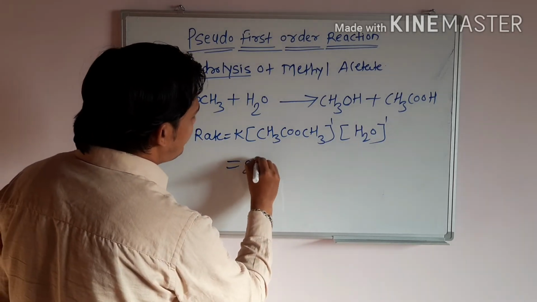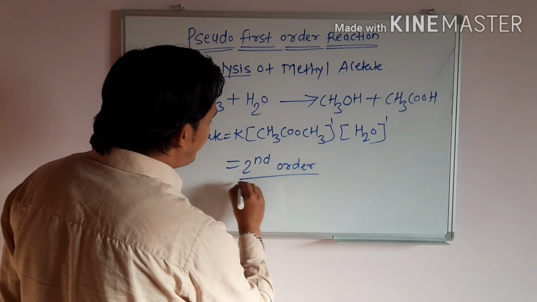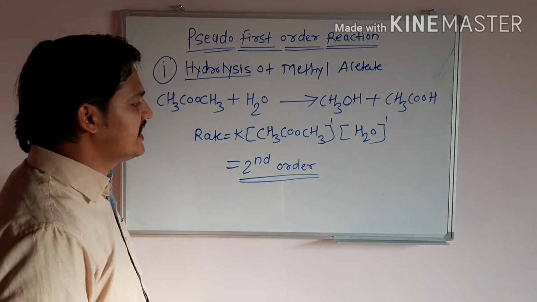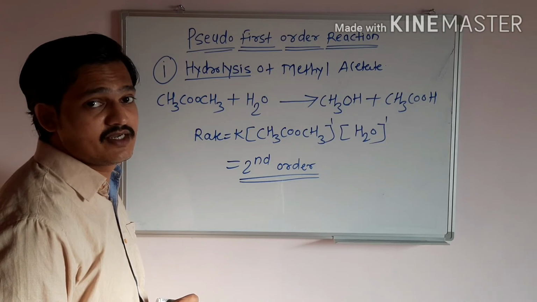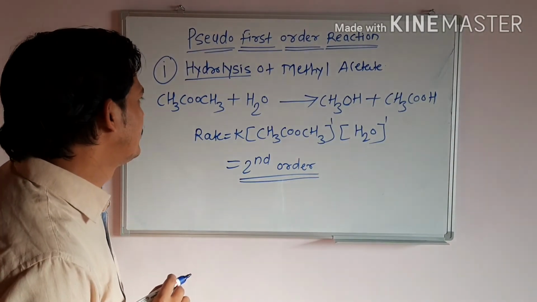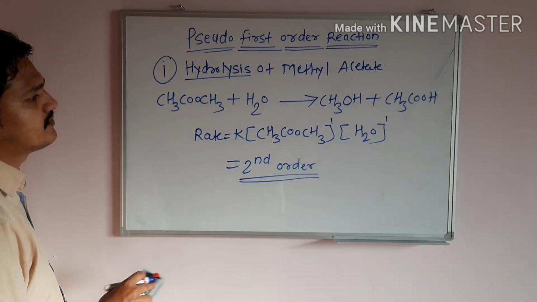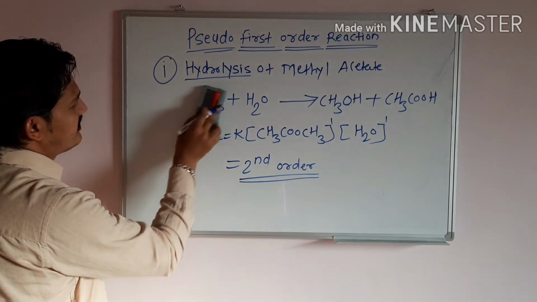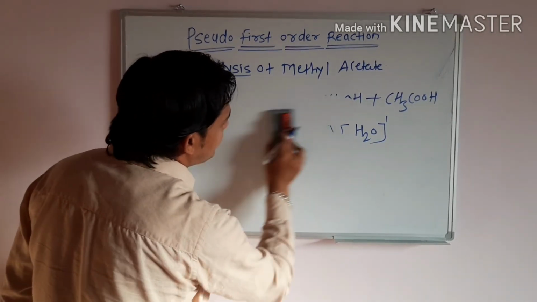So it is expected to be second order kinetics, but in reality it is a first order rate of chemical reaction. Why? Because the rate law is expected to be higher order kinetics, that is second order, but in reality it is first order kinetics. So how is it first order kinetics?